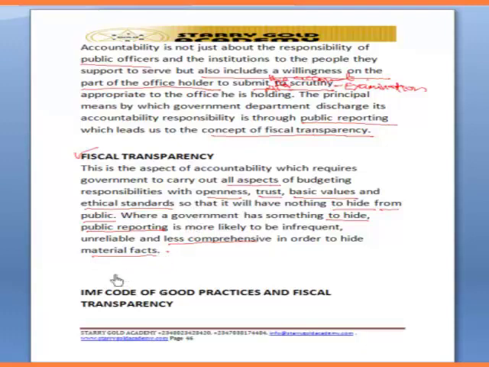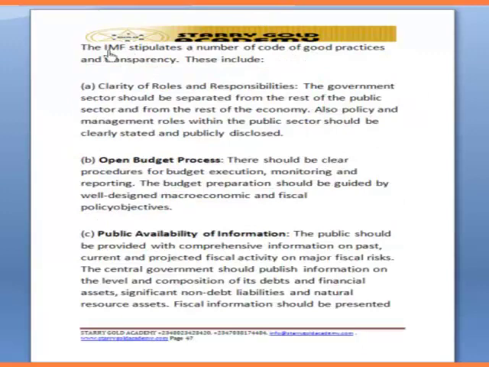Let's look at the IMF Code of Good Practice and Fiscal Transparency. The IMF stipulates a number of codes of good practices and transparency, and these include: 1. Clarity of roles and responsibility. The government sector should be separated from the rest of the public sector and from the rest of the economy. Also, the policy and management roles within the public sector should be clearly stated and publicly disclosed.